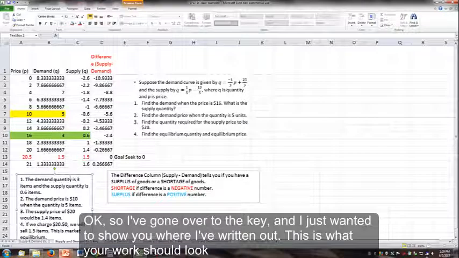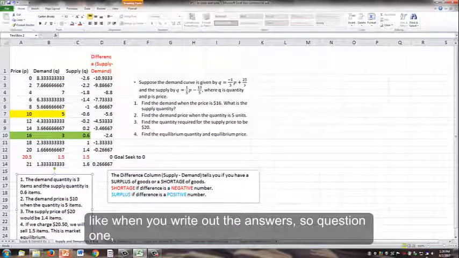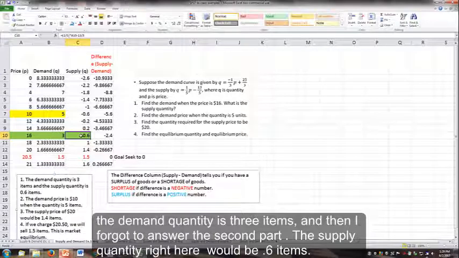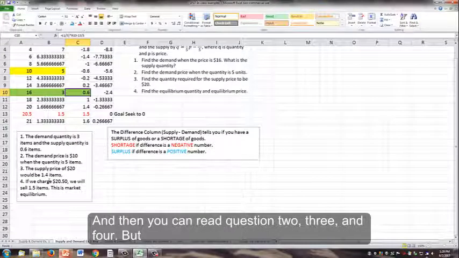Okay, so I've gone over to the key, and I just wanted to show you where I've written out. This is what your work should look like when you write out the answer. So question 1, the demand quantity is 3 items, and then I forgot to answer the second part. The supply quantity right here would be 0.6 items. And then you can read question 2, 3, and 4.